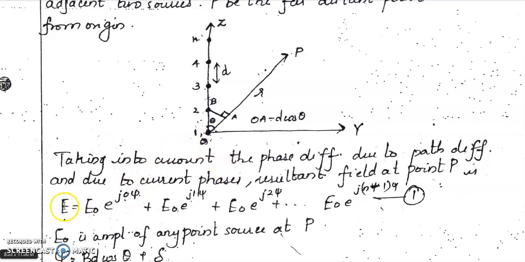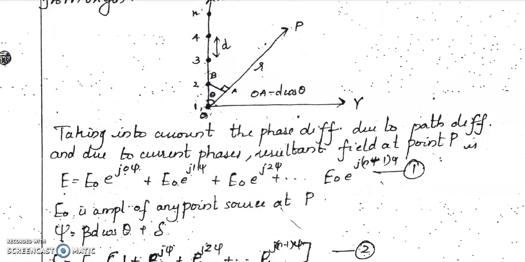So the total electric field can be represented as E is equal to E0 into e raised to j0 psi, because the first source is at the origin, plus E0 into e raised to j1 psi, plus E0 into e raised to j2 psi, plus E0 into e raised to j3 psi. Like that, we have n sources, up to n minus 1 psi. That is taken as the first equation, where E0 is the amplitude of any point source at P.